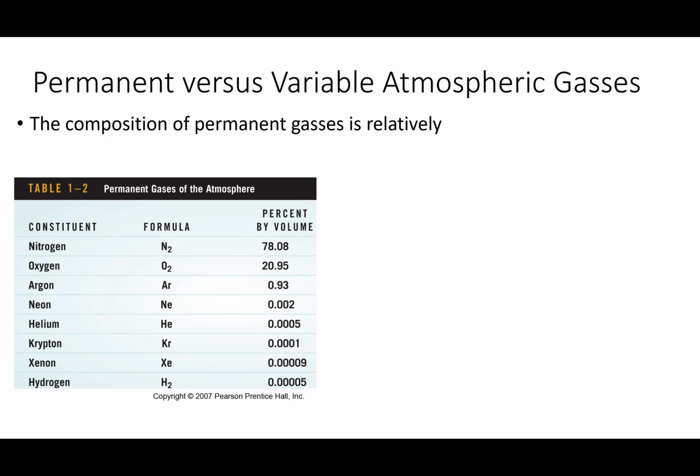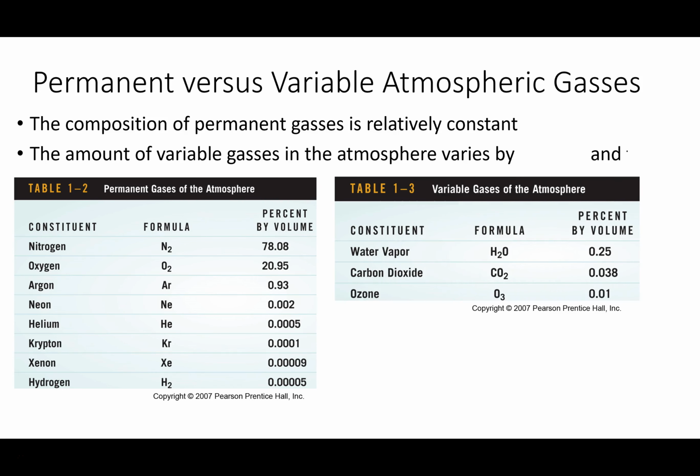We can look at the gases in the Earth's atmosphere and break them down as to either permanent or variable. So the permanent gases, they're constant with regard to their concentration. Relatively constant is the word there. The variable gases will vary by location and time. And you know one of these variable gases very near and dear to your heart. We talked about humidity in Thursday's lab. So humidity was water vapor in the air. And that varies a lot, okay?